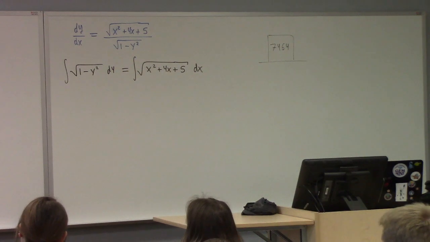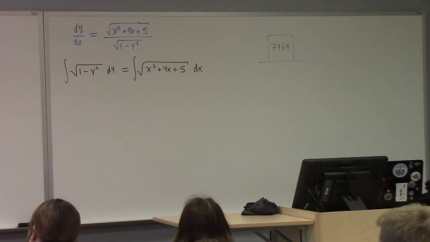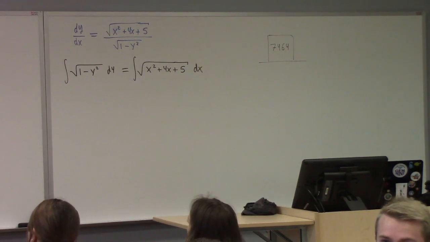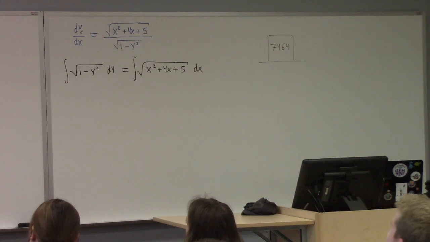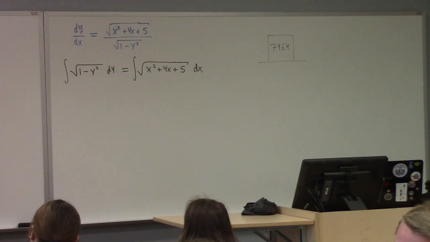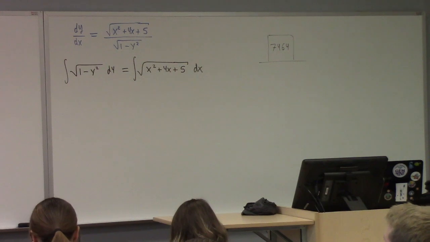So how would you suggest we do this? Okay. Did you wait till I was writing to say that? No. All right. So I heard complete the square: x plus 2 squared plus 1, yeah? So what kind of substitution are you going to use on that side? I heard a tangent.